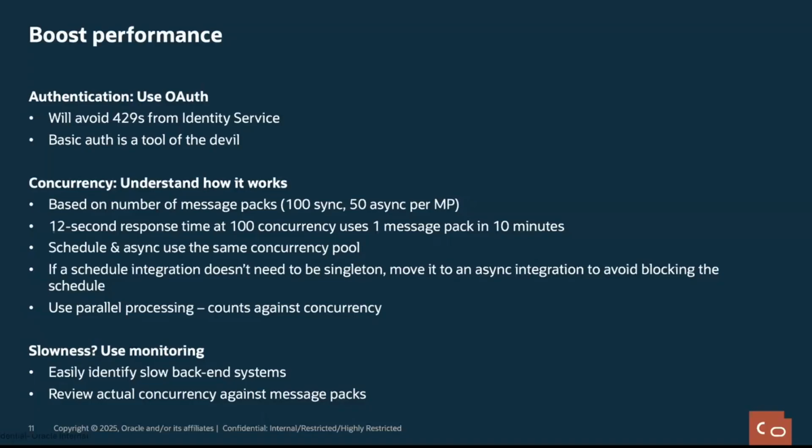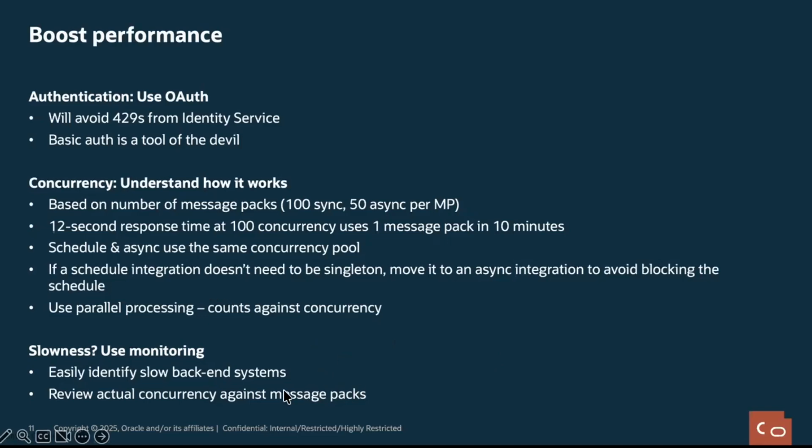We see some customers do this very effectively: they pick up a file that has a bunch of orders in it, and then they spin off async flows to process a subset of those orders in parallel. When you use parallel processing, it automatically counts against concurrency. So how do you find out what your concurrency is, and how do you identify that you've got performance problems?